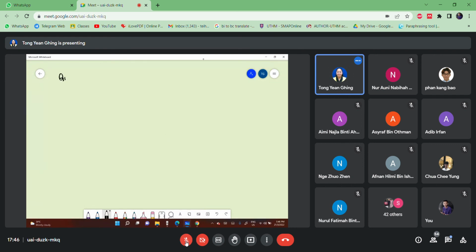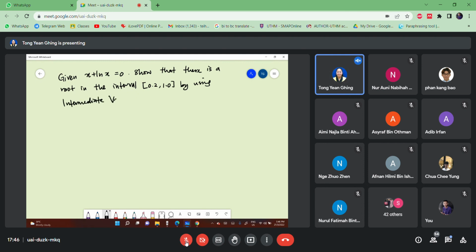Let's say, given x plus ln x is equal to 0, show that there is a root in the interval 0.2 to 1.0 by using the intermediate value theorem.